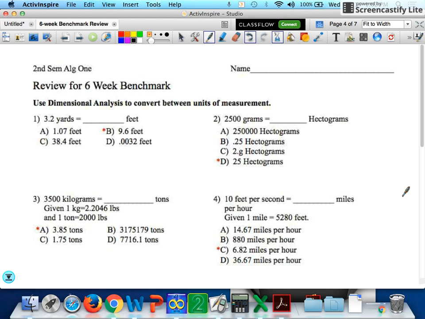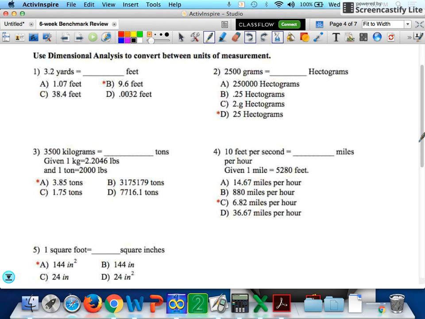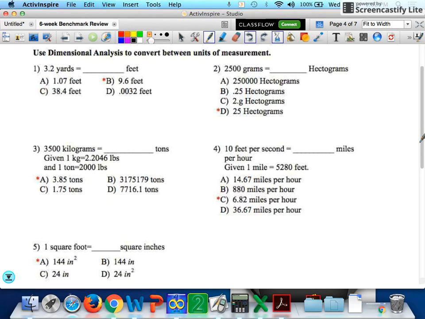So this is your 6-week benchmark review. The first problem and the first 5 are all conversions, okay? So we're starting out here because it's not a rate, it's just 3.2 yards over 1 because there's no other unit on the bottom. And what we want to get to in the end is feet. So if there's no conversion here, it must mean it's common knowledge, and there is a direct correlation between yards and feet. Specifically, it takes 1 yard and we make 3 feet.